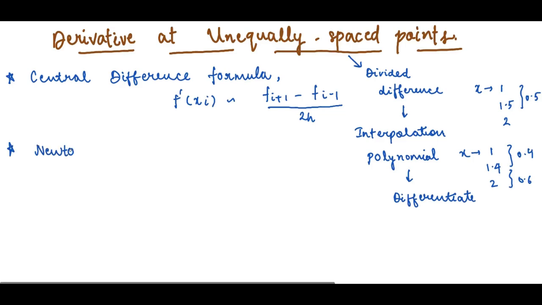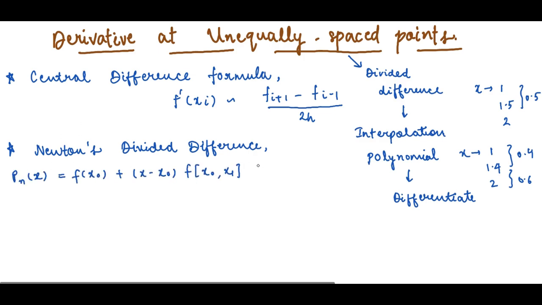So just recall the Newton divided difference polynomial as Pn of x equals f of x naught plus x minus x naught f of x naught comma x1 plus x minus x naught times x minus x1 and f of x naught comma x1 comma x2 and so on. For the 3 points, we can take this as P2 of x.